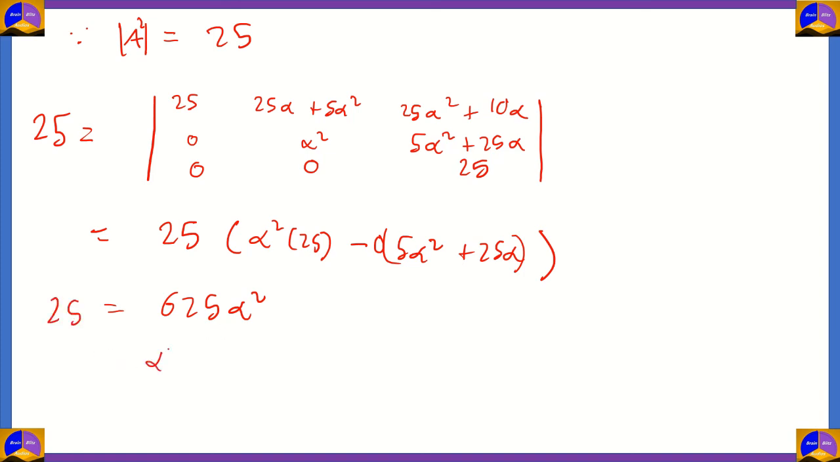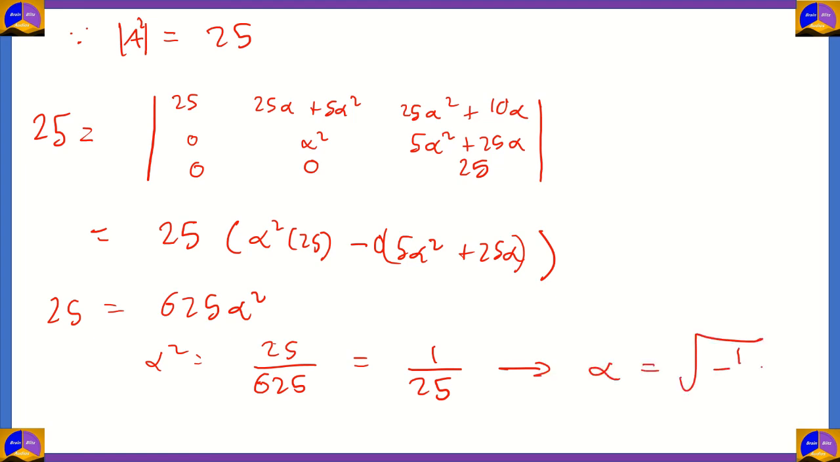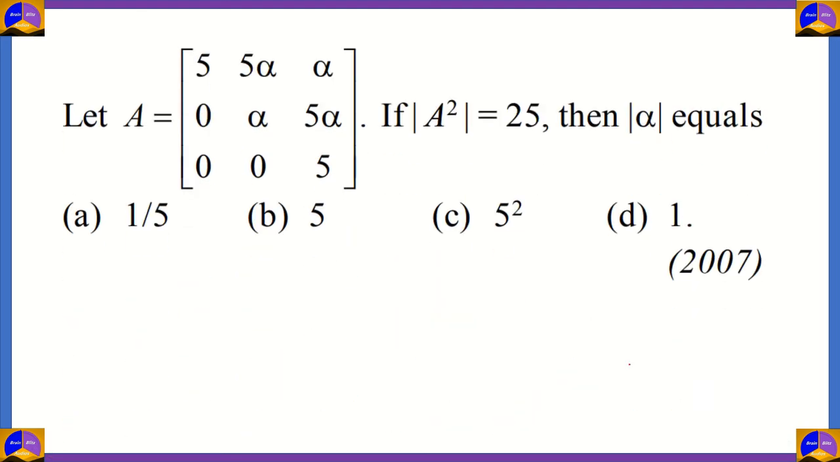So therefore, alpha squared equals 25 divided by 625. 25 squared is 625, so the simplified version is 1 by 25. So alpha squared is 1 by 25. Therefore, alpha equals under root of 1 by 25. Under root of 1 is 1. Under root of 25 is 5. So the modulus value of alpha can be written down as option A, 1 by 5. So for this question asked in 2007, 1 by 5 is the correct answer.